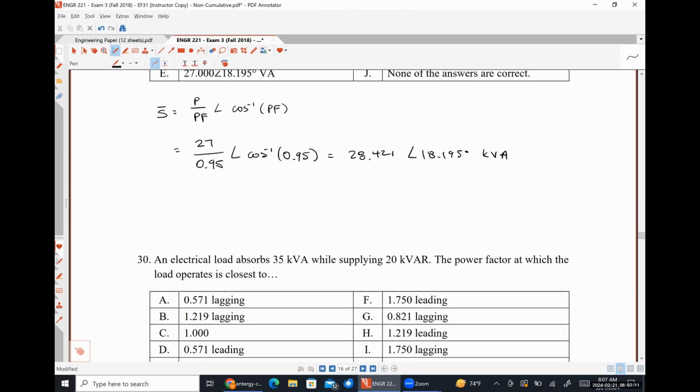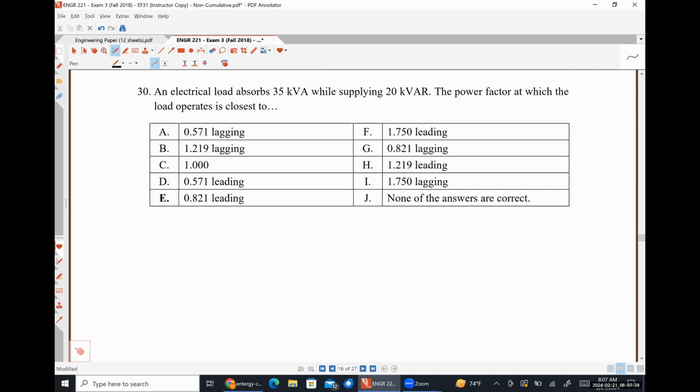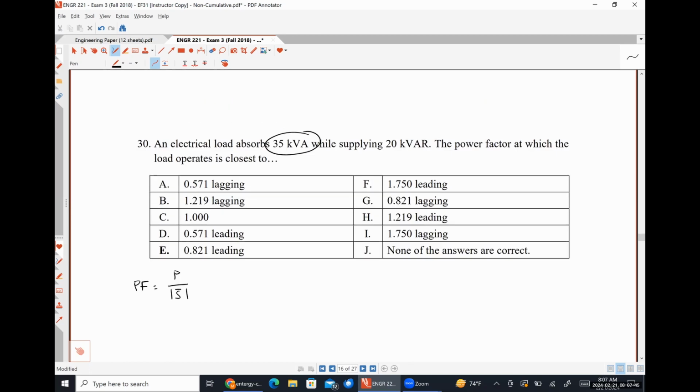So number 30 as well. So we're told that an electrical load absorbs 35 kilovars, or excuse me, kilovolt amperes while supplying 20 kilovars, and we want to know the power factor at which the load operates. So let me explain exactly what I'm going to be doing here. My power factor is, by definition, the ratio of the average power over the apparent power. We have apparent power right here.